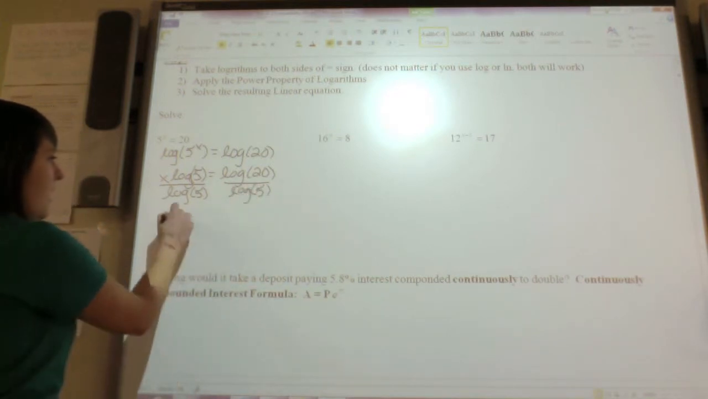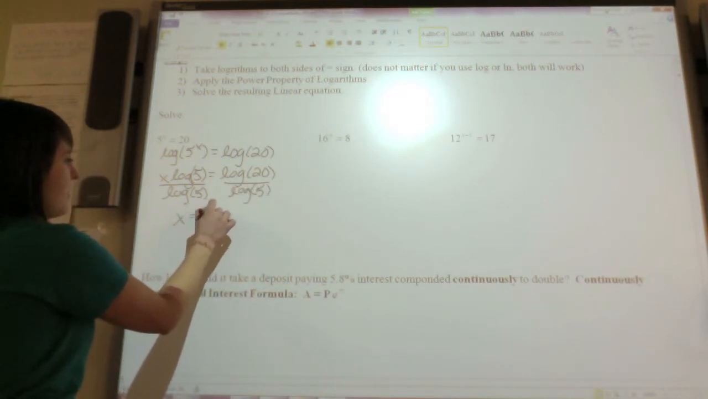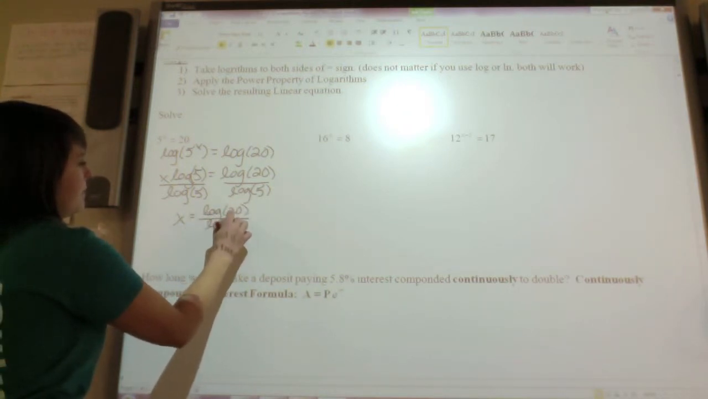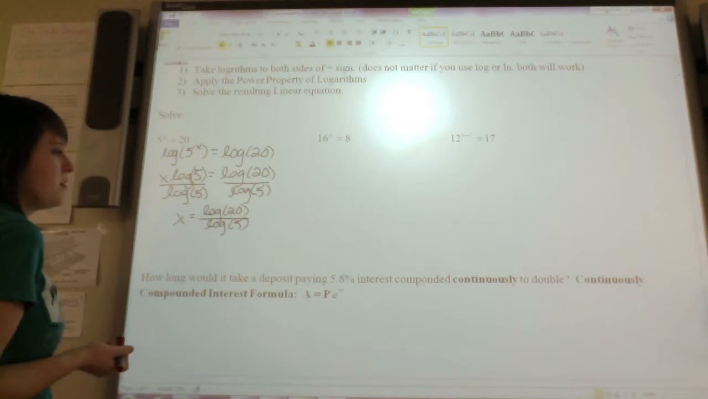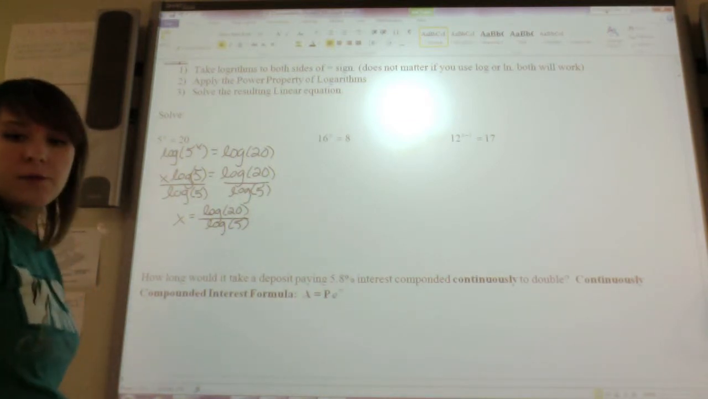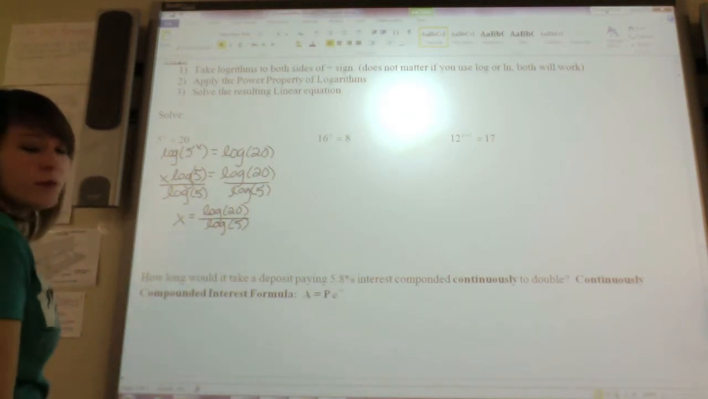So now I've got x equals the log of 20 divided by the log of 5. I can just type that into my calculator. Make sure you close your parentheses when you do that. And when I do that, I get x equals 1.861.